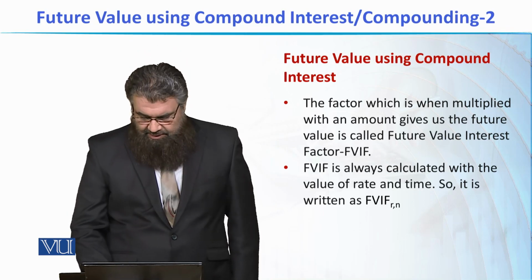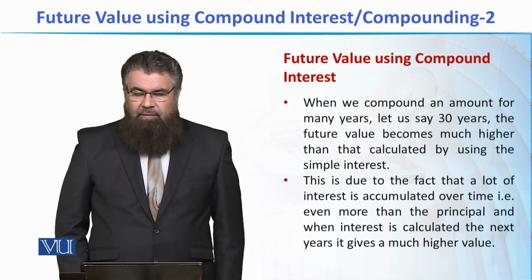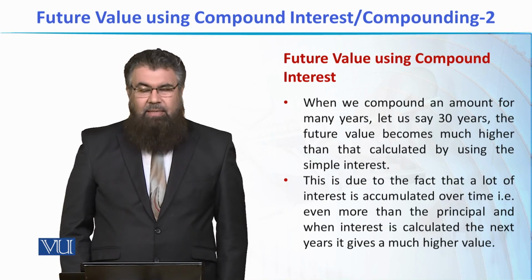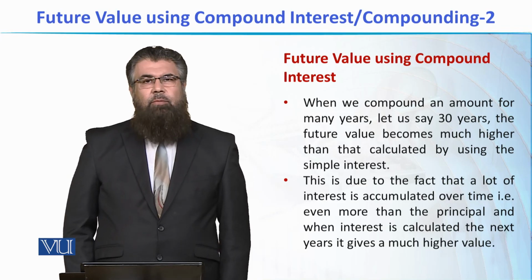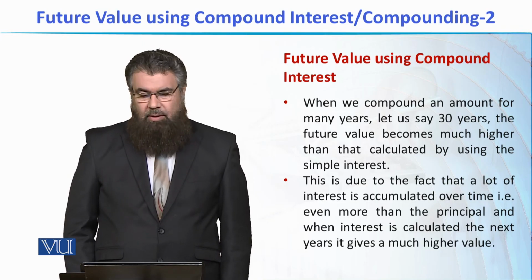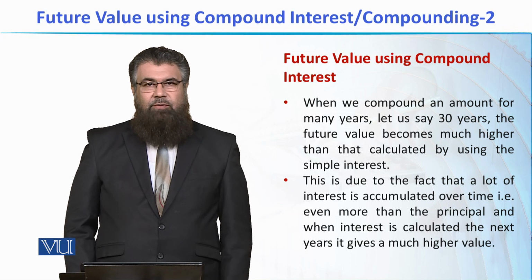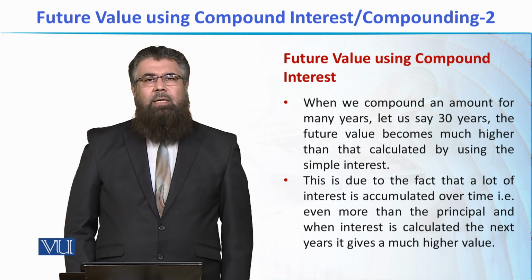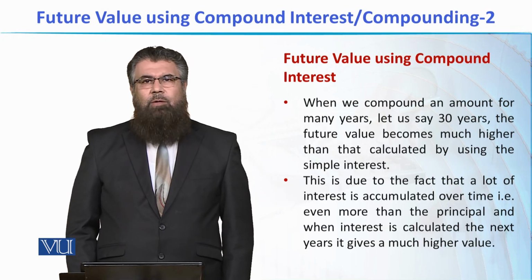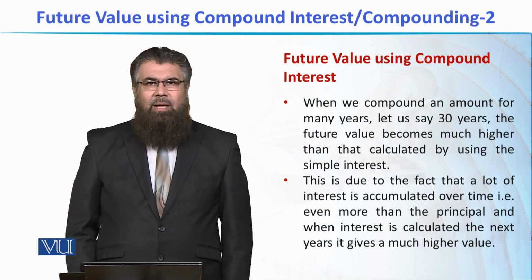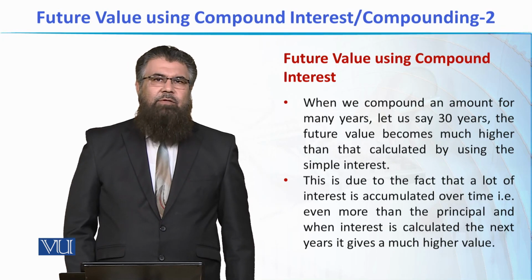When we compound an amount for many years, let's say 30, 40, 50 years, the future value becomes much higher than the simple interest future value. And it is because every time we are compounding, the future value interest factor is multiplied by the previous balance value.